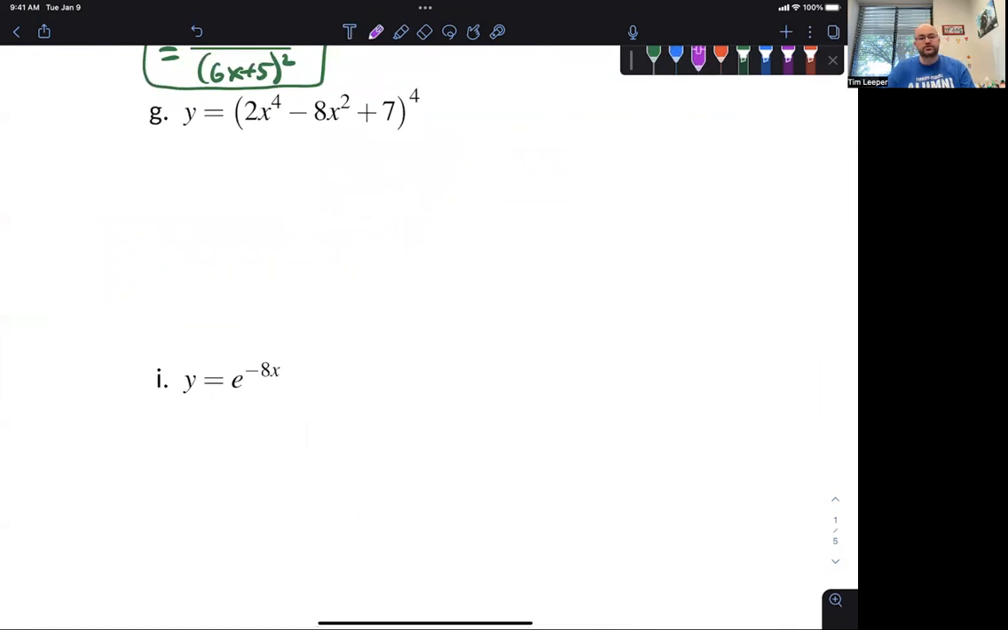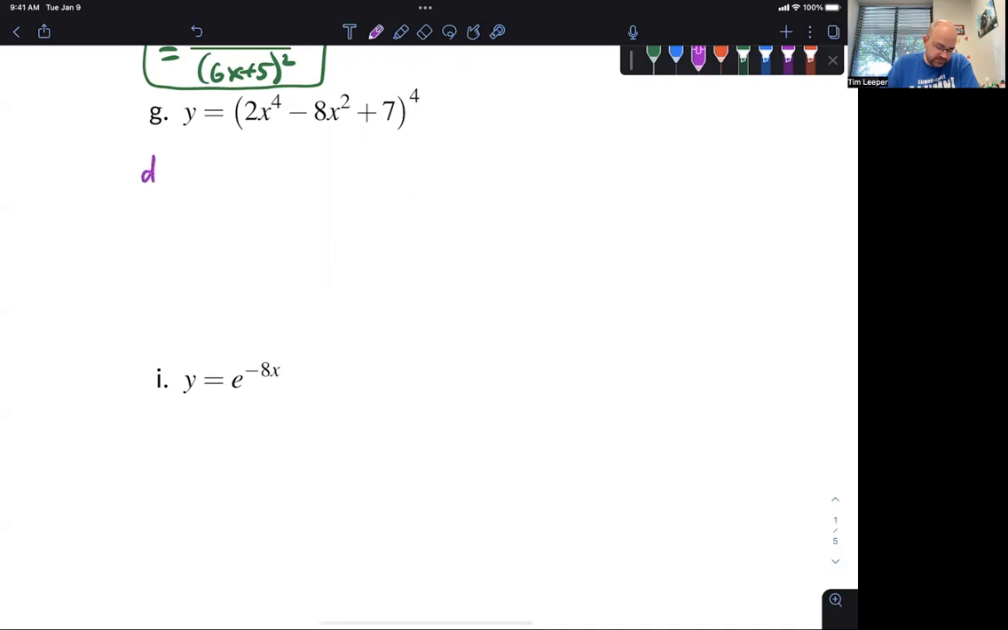Next, let's go on to letter G. y equals parentheses 2x to the fourth minus 8x squared plus 7, close parentheses, to the fourth power. So with this one, you don't want to multiply that out and then use the power rule. There's no reason to do that. Instead, you want to use the chain rule.